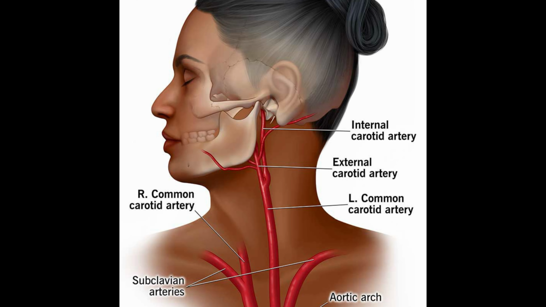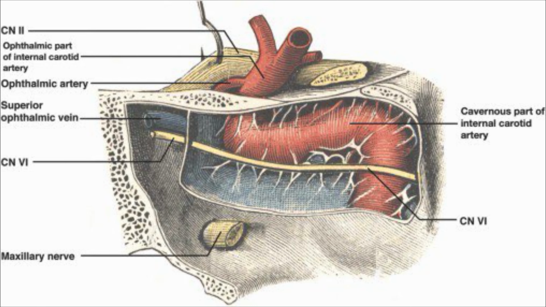Internal carotid artery enters the brain through the carotid canal. The carotid canal is part of the petrous part of the temporal bone, so this part of the internal carotid artery is known as the petrous part of the internal carotid artery. Once the internal carotid artery exits the carotid canal, it lies in the cavernous sinus, the only instance in the human body where an artery lies inside a vein.